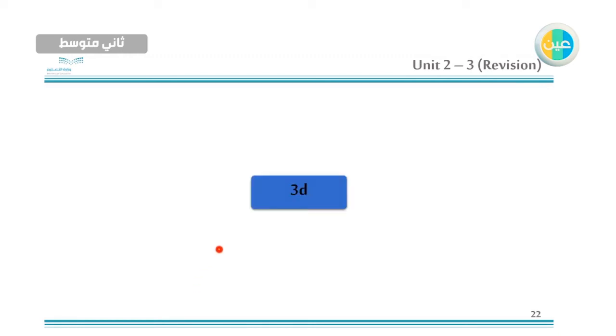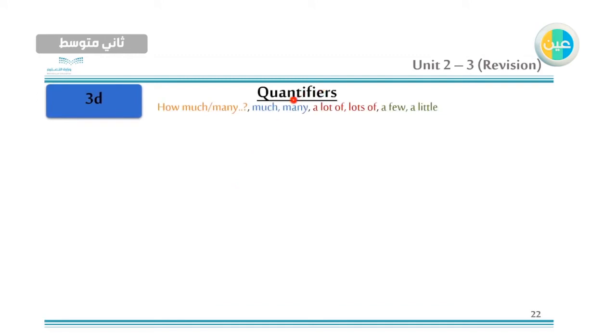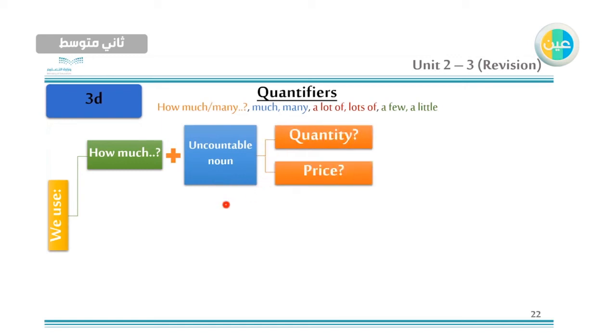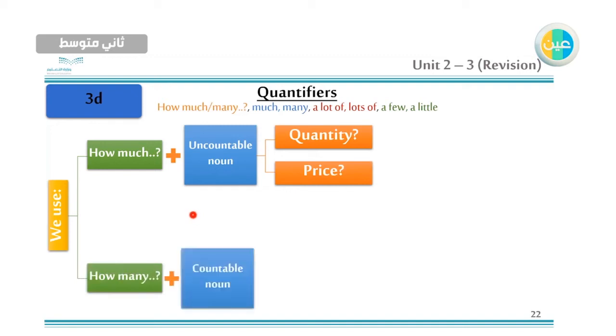Okay, now let's go to lesson 3D, and we will talk about quantifiers, which are how much, how many, much and many in sentences, a lot of, lots of, a few, a little. So we will start with how much, how many. So we use how much with uncountable nouns like milk, water, sugar, and so on to ask about the quantity and ask about the price. And we use how many with countable nouns to ask about the number of the countable noun we are asking about.